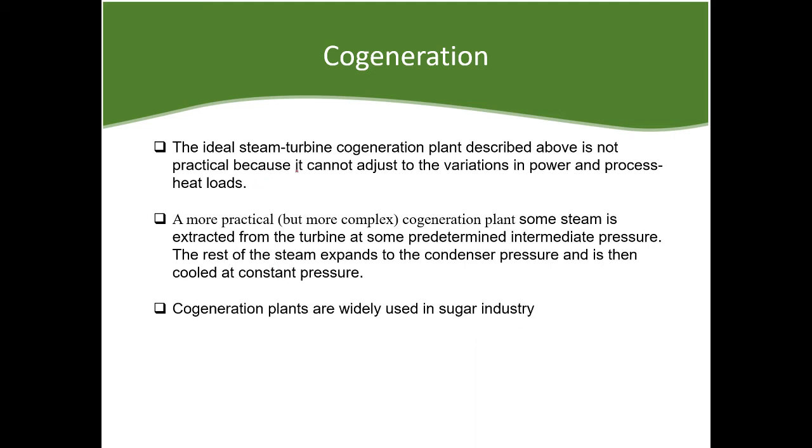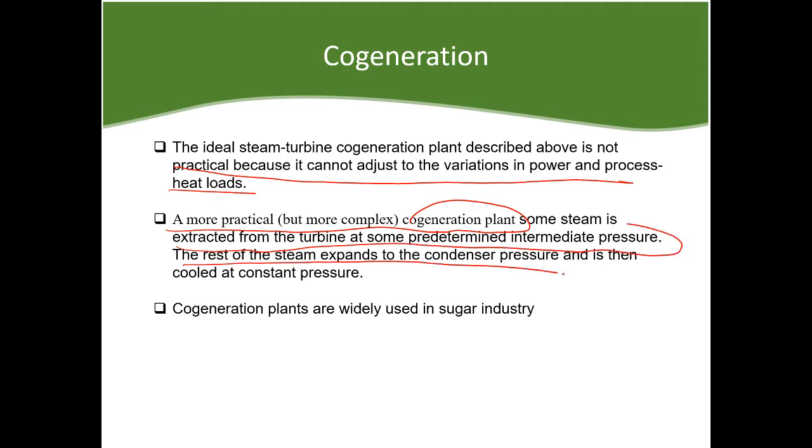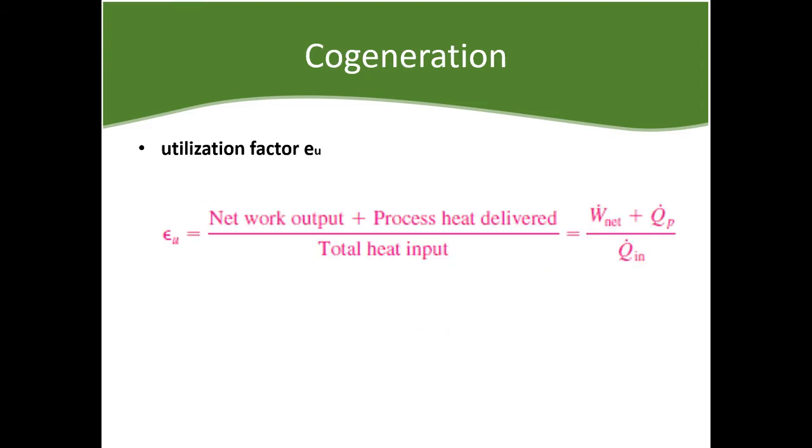The ideal steam turbine cogeneration plant described above is not practical because it cannot adjust to variations in power and heat loads. Pero a more practical but more complex cogeneration plant would be: steam is extracted from the turbine at some predetermined intermediate pressure and the rest of the steam expands to the condenser pressure and it's then cooled at a constant pressure, and it's widely used in the sugar industry.